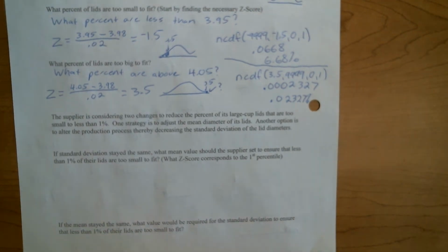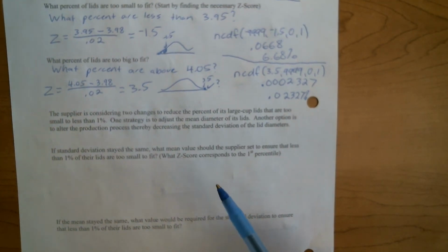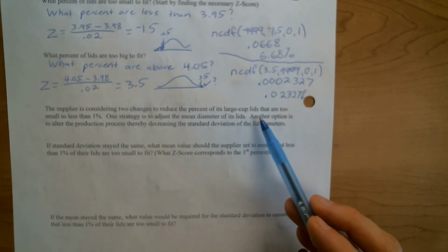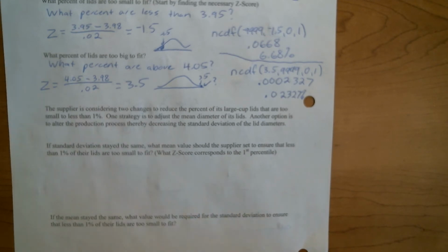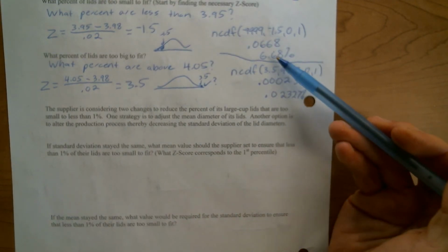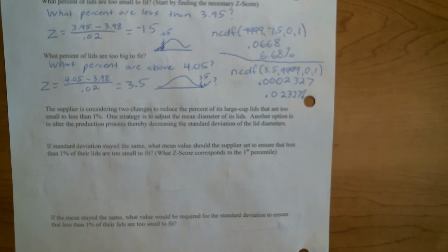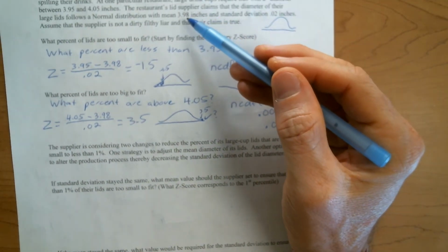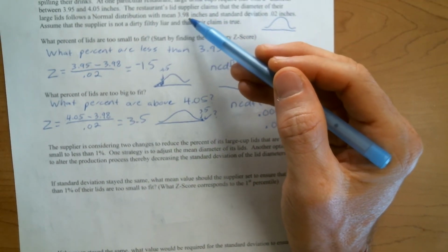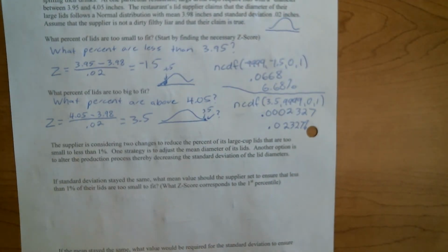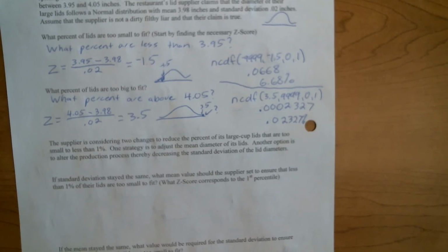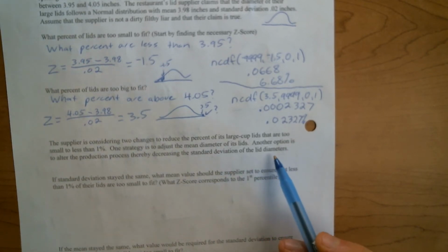All right, so let's read on here. The supplier is considering two changes to reduce the percent of its large cup lids that are too small to less than 1%. All right, so they're saying, oh, this 6% is too high. We need to cut that down because we're throwing away too many lids. One strategy is to adjust the mean diameter of its lids. So basically telling the manufacturer, hey, adjust your machine so that instead of the mean being 3.98, it's 3.95 or whatever. Another option is to alter the production process, thereby decreasing the standard deviation of the lid diameters.